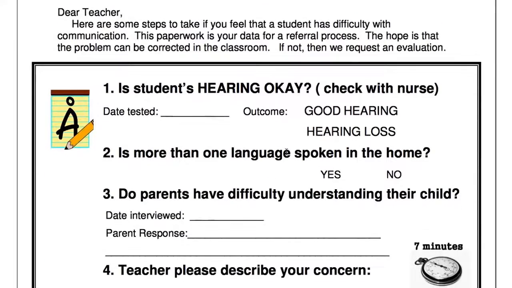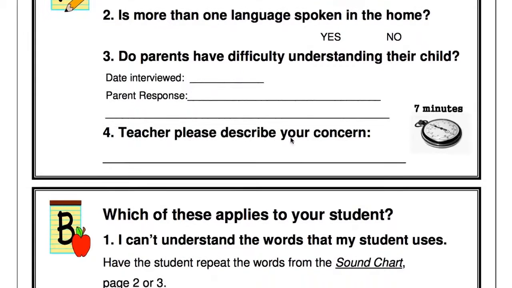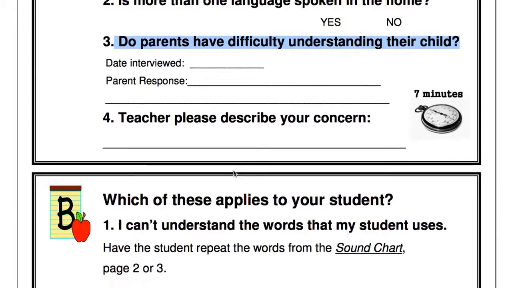Additionally, we always have to talk to 2 other people. We want to find out if the vision and hearing is current by contacting the nurse, and we want to know if the teacher has talked to the parent or have them talk to the parent so that we can see if they have any concerns there.